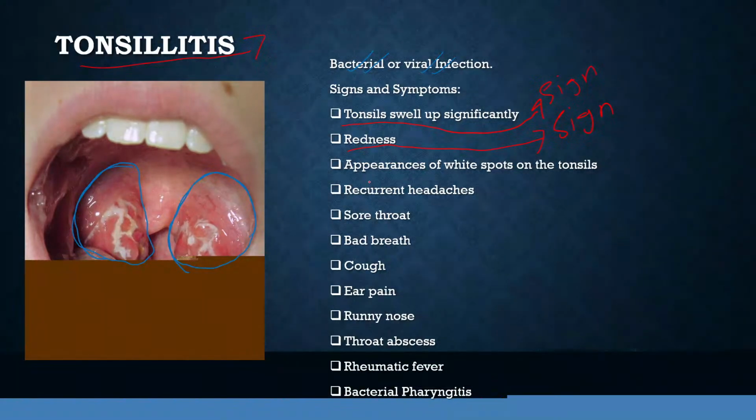And then appearance of white spots on the tonsils. This one you can just simply tell someone to open their mouth and then you'll see. It is a sign that they might be having tonsillitis. And then recurrent headaches, this is a symptom. And then we have sore throat, which is a symptom. Bad breath is a symptom. Cough is a symptom. Ear pain, symptom.